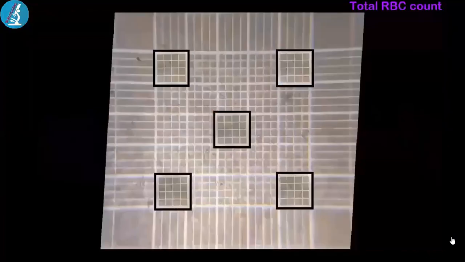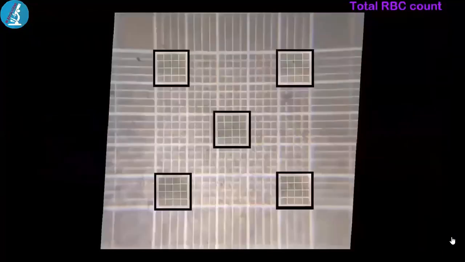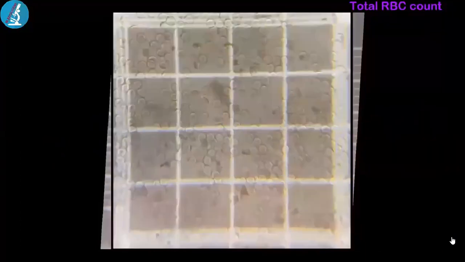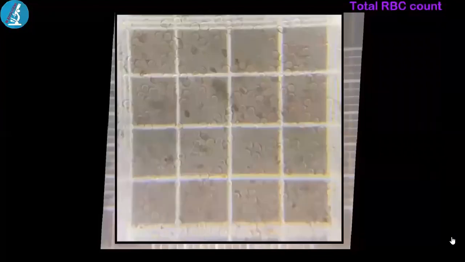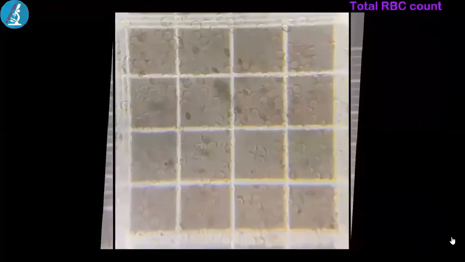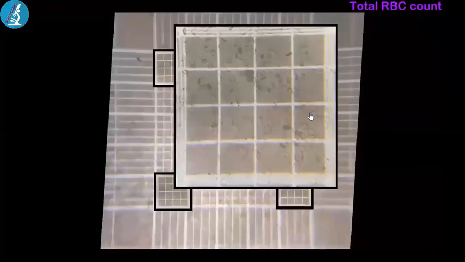So you have the 5 boxes or 5 squares where you do red blood cell count. You can see the squares on the corners, the 4-cornered square. Then you also count the middle square. So this is how the red blood cells will be looking. You can see the red blood cells here after dilution. You are able to count them.